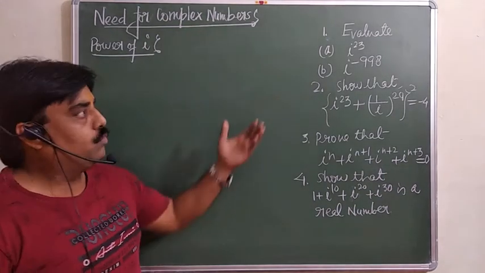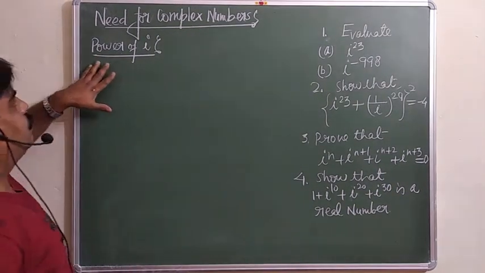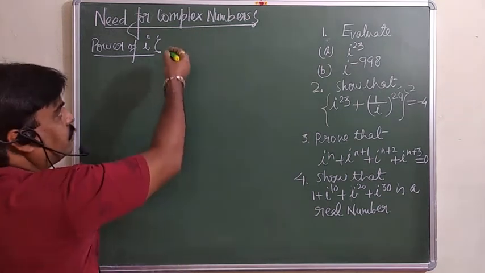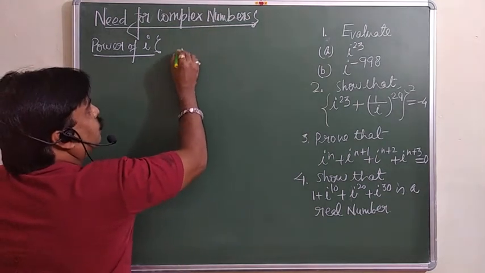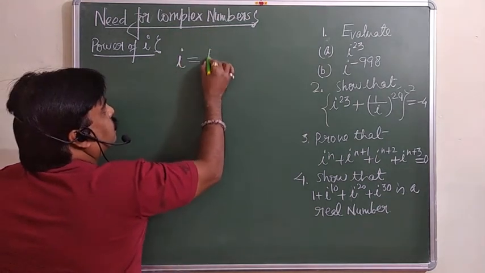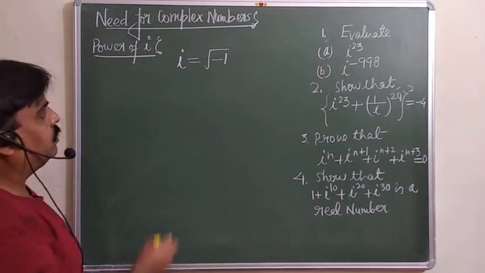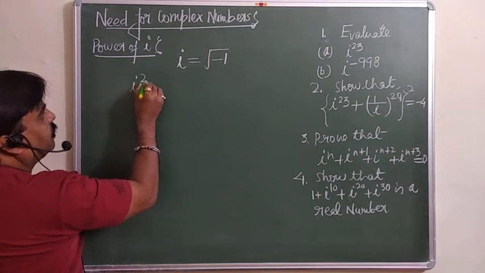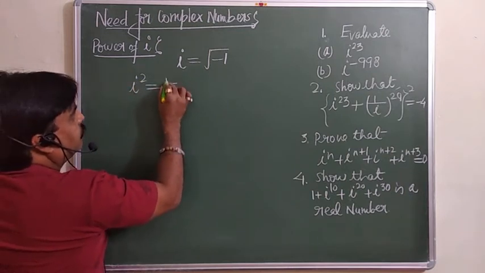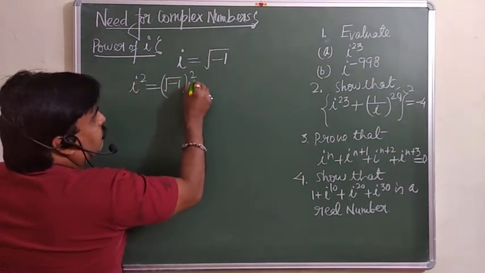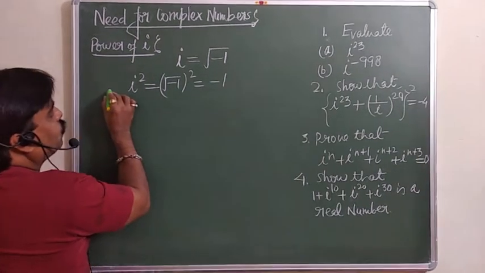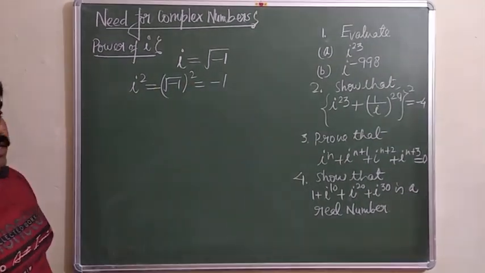Yes, now a few more things we will discuss. First of all, the power of i we will try to understand. Again, i is equal to the square root of minus 1. So if you do i square, you will get under root minus 1 whole square, so that is equal to minus 1. Therefore you are getting i square equal to minus 1.